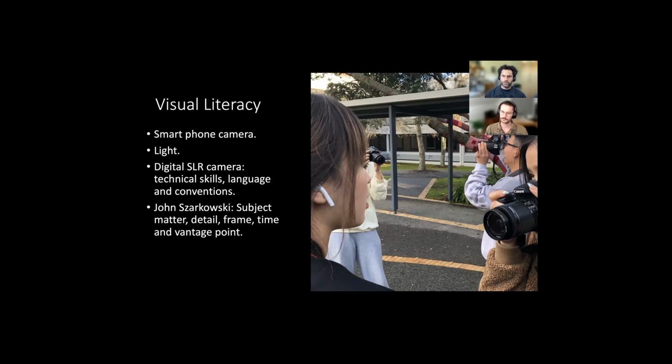For the visual literacy component, we draw on John Szarkowski's essay, The Photographer's Eye, where he categorizes images and photographic practices in 5 different categories. There are the subject matter, detail, frame, which is to do with composition, and then time, which is to do with exposure and moving images as well, and vantage points, which is to do with aperture, angles, depth of field.